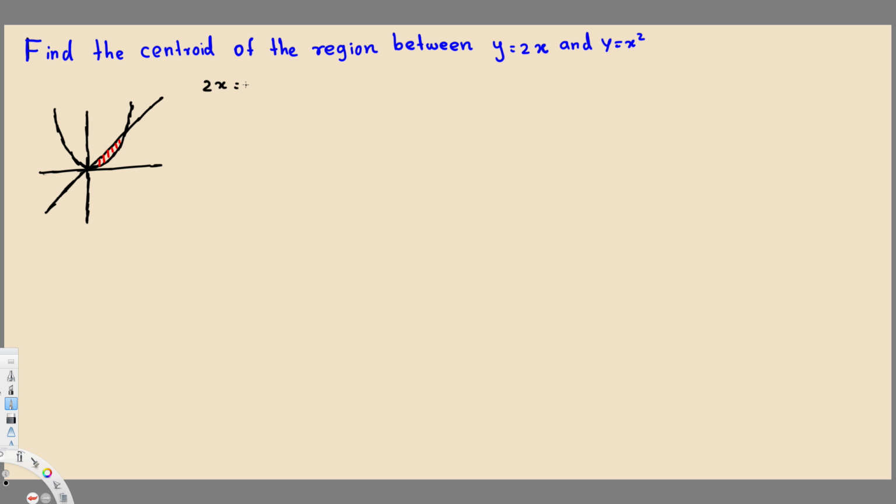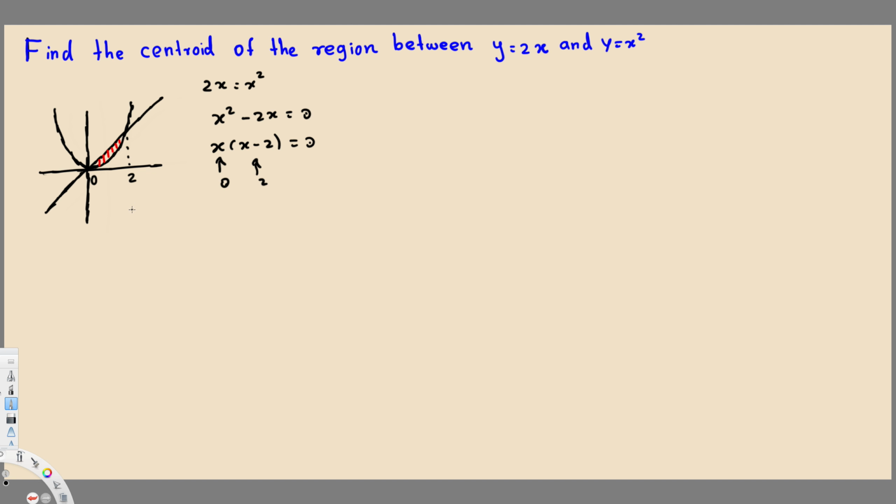To find that, we simply equate these two equations. 2x = x², and therefore x² - 2x = 0. If I take x common, x(x - 2) = 0. Therefore x = 0 and x = 2. So this is going from 0 to 2. Now we have the limits of integration.